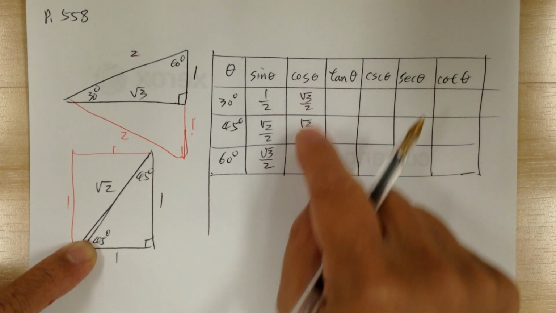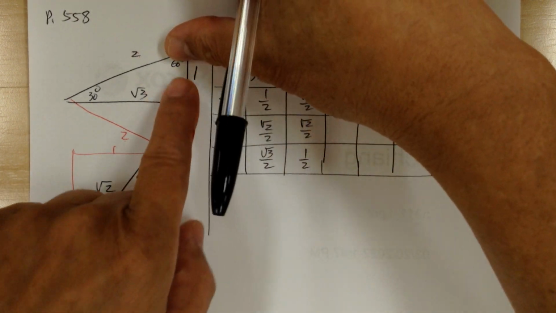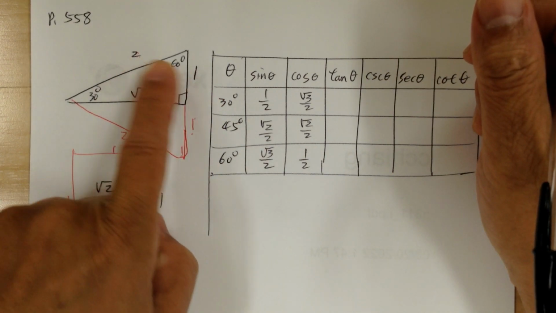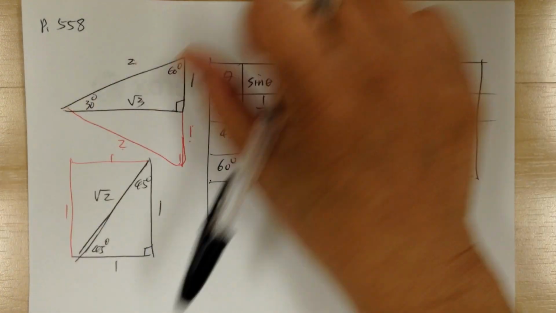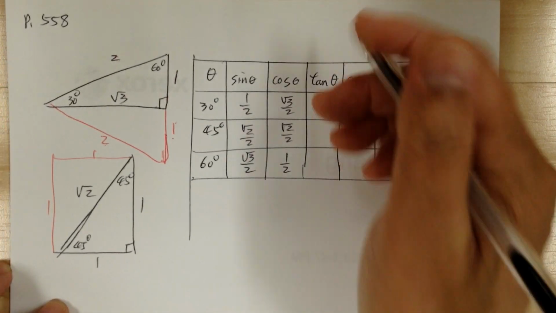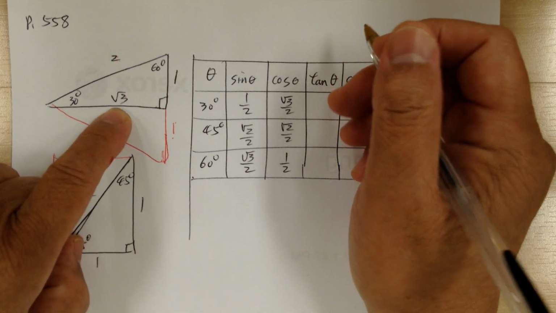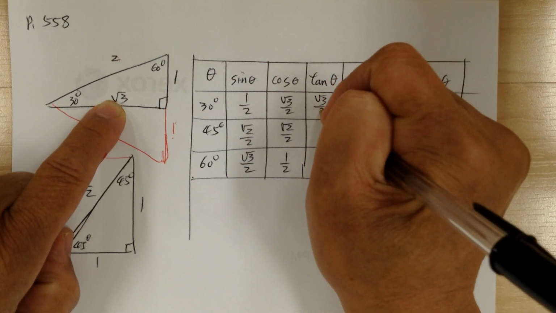And cosine of 60 degrees, you have to turn this way. So cosine is adjacent over hypotenuse, so it'd be 1 over 2. So you just have to either redraw the triangle or turn the triangle this way. Now tangent is opposite over adjacent, so 1 over square root of 3, and you simplify that, you get square root of 3 over 3.